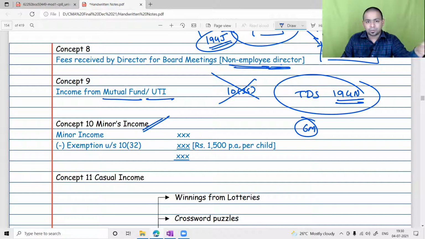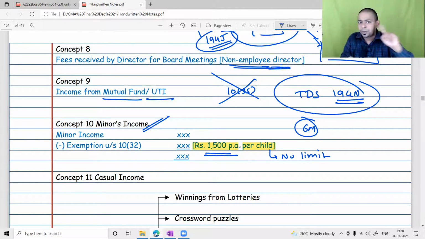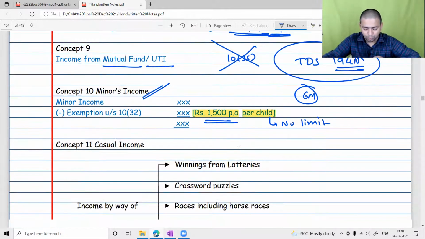So if you have a minor child and that minor is earning income, it will be clubbed in the hands of the parent. But the parent in whose hands this income is getting merged will get an exemption, again very, very important: 1,500 per annum per child, and there is no limit on children. If you have 4 children, you will get exemption for all 4. So this is what you need to remember. 1,500 per annum, not per month. And the balance will be taxable. So this is what you should remember for minor income.